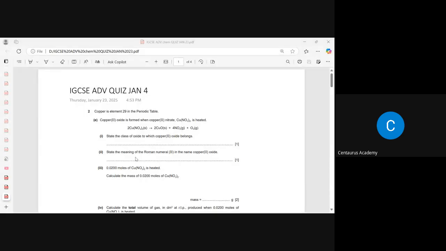Yes, let me know if the PDF is visible. Yes, it's usable. Okay.